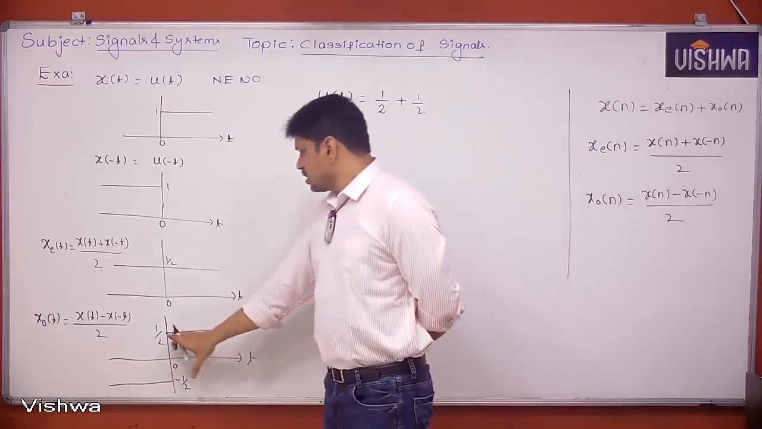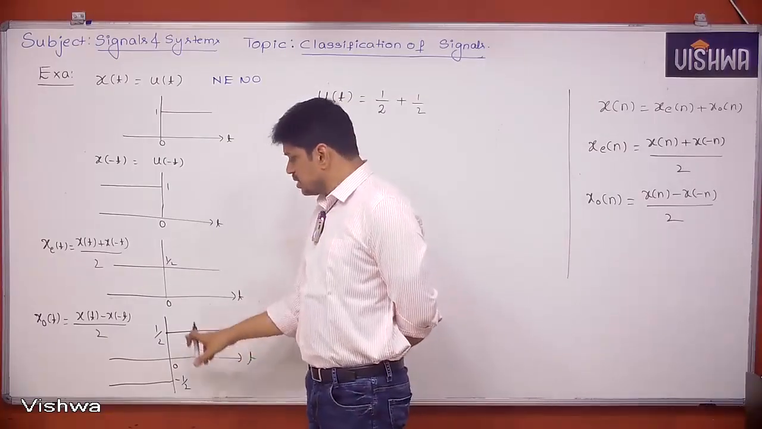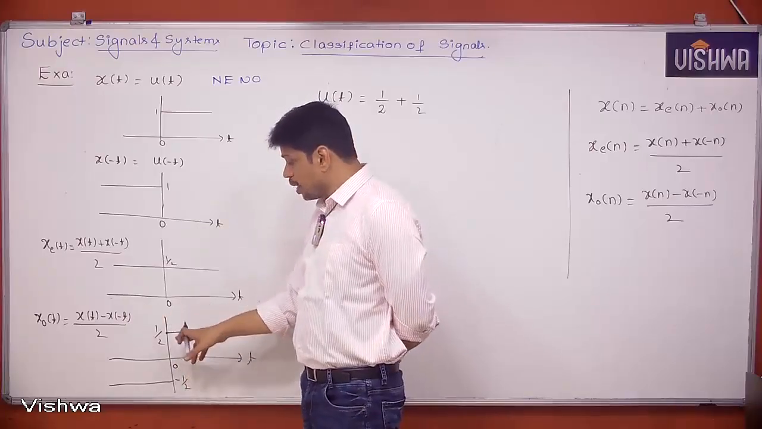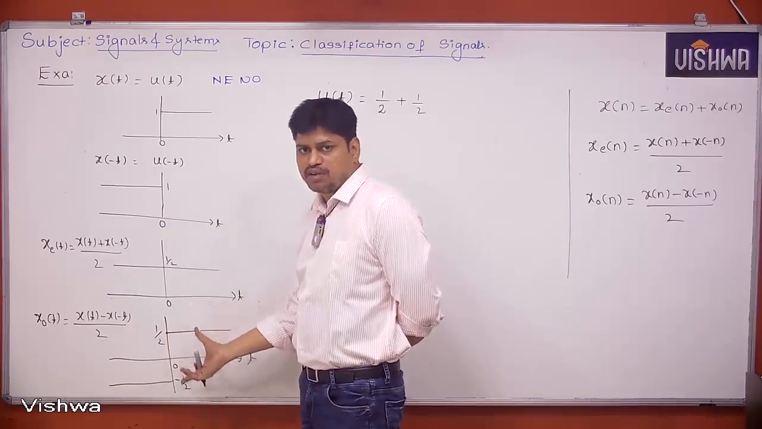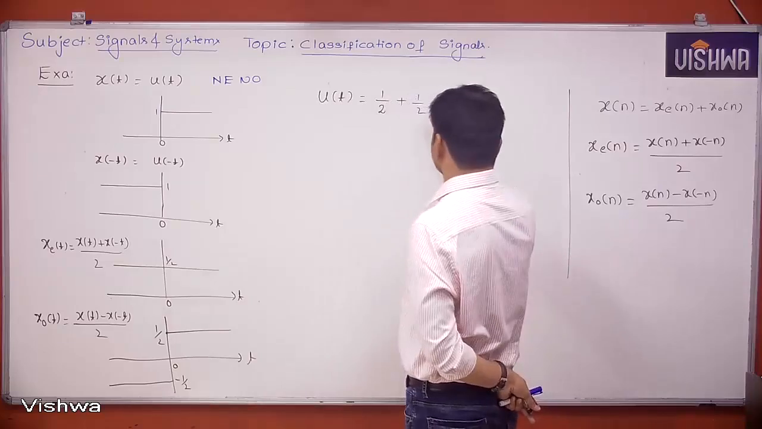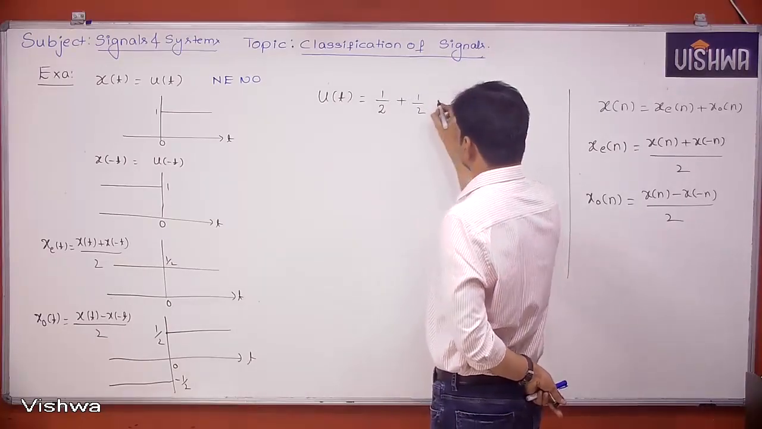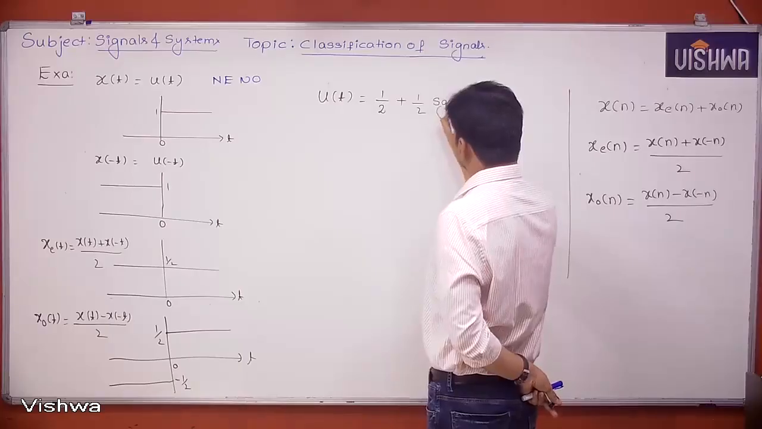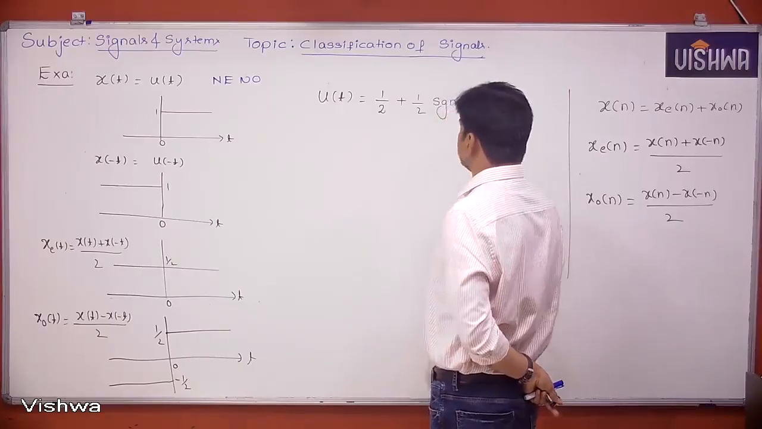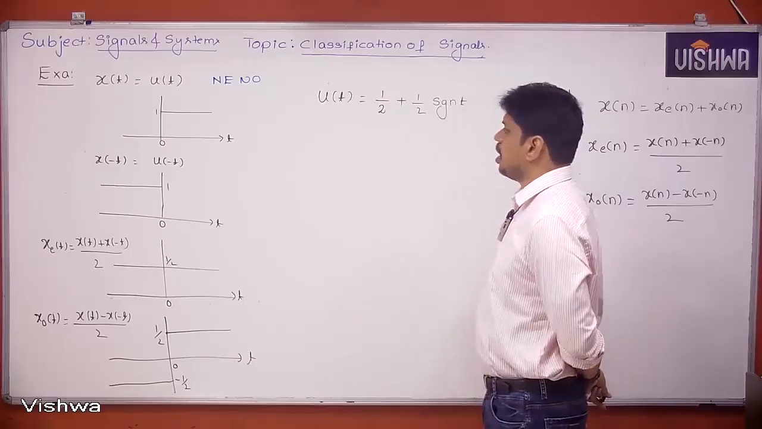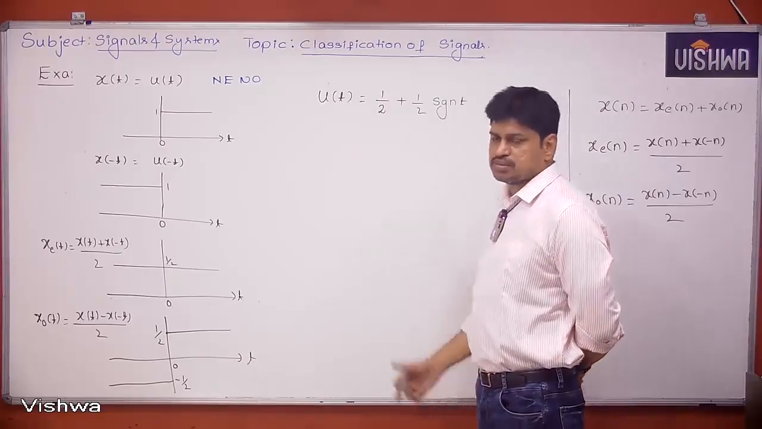Can I write the odd function as signum t? Signum t means it is 1 and minus 1, but if it is 1 by 2 signum t, it has to be half and minus half. So this is going to be 1 by 2 signum t. So this is the even part, this is the odd part. Okay, take it.